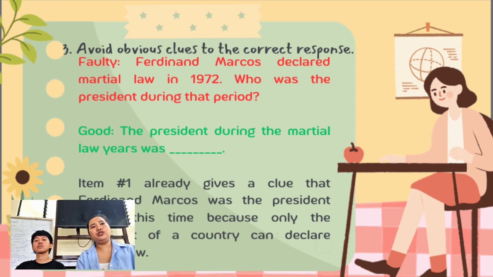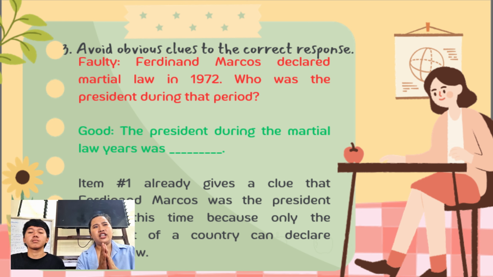Avoid obvious clues to the correct response. So from this statement alone, it is already understandable, right? So here, the example: Ferdinand Marcos declared martial law in 1972. Who was the president during that period? The good one is: the president during the martial law years was, and then you answered that's Ferdinand Marcos. Number one item already gives a clue that Ferdinand Marcos was the president during this time because only the president of a country can declare martial law. So that's the very obvious question.